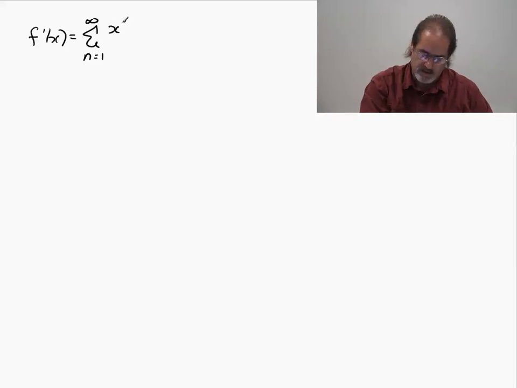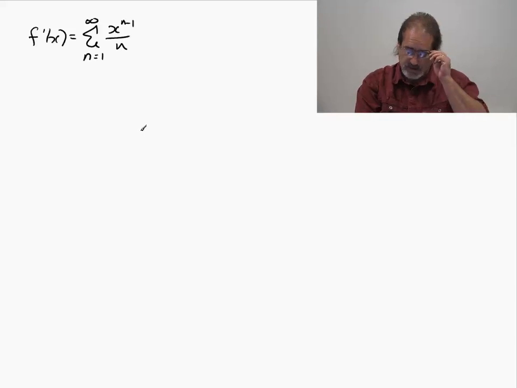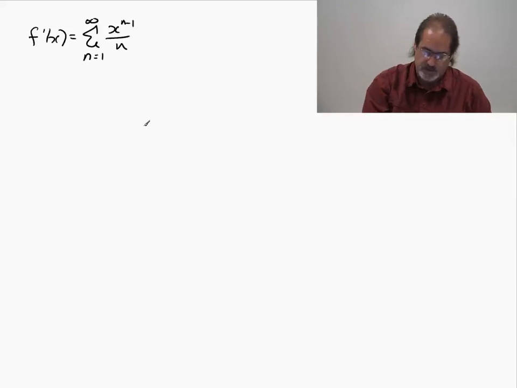Okay, so f prime, the first derivative of x, we said was the sum n equals 1 to infinity of x to the n minus 1 over n. So let's take a look and see what the radius of convergence is, see what the interval is. So again, I'm going to use the ratio test. I'll take a look at the limit.